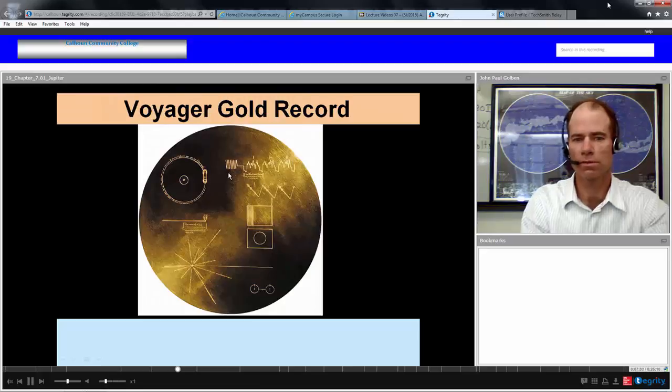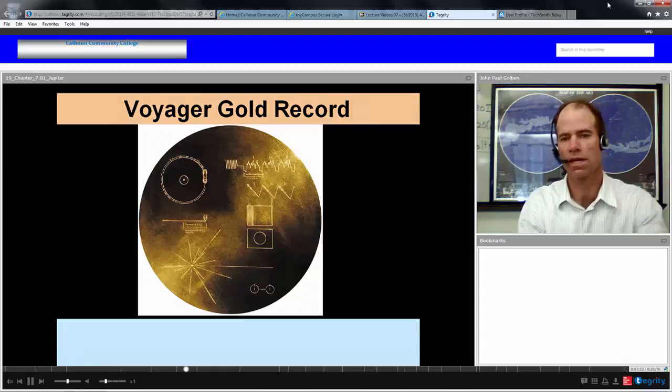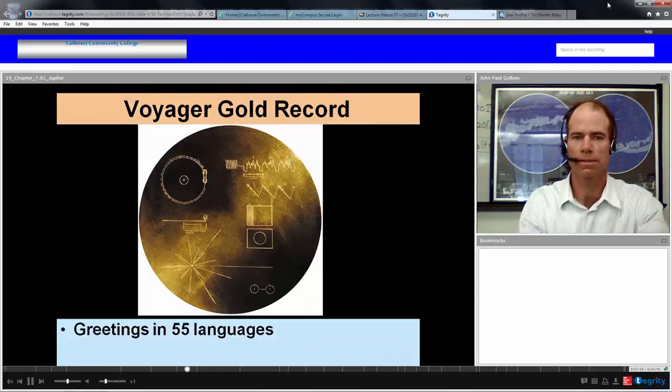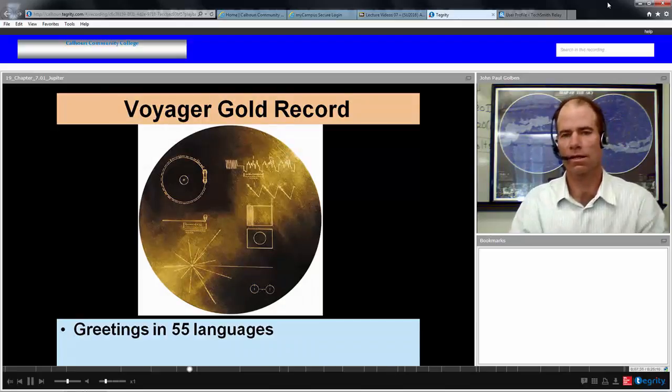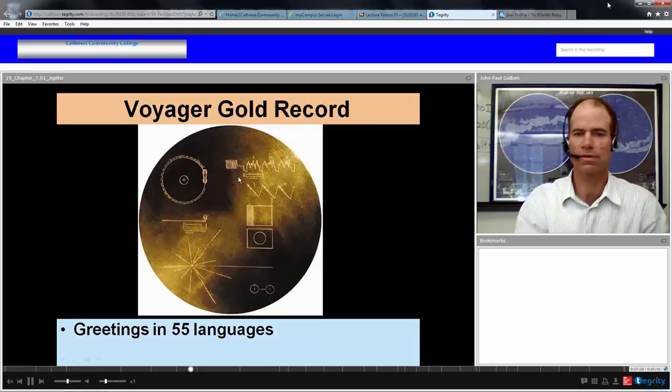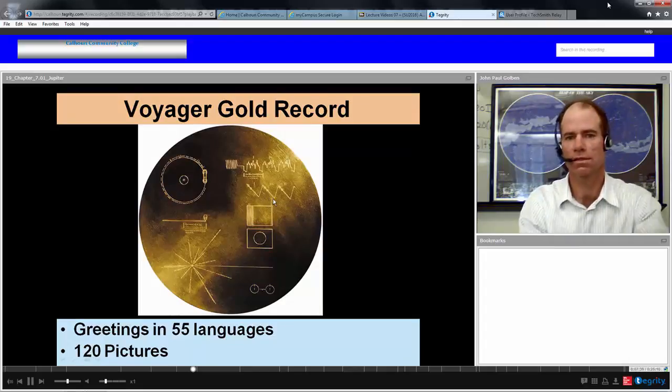Here's a gold record that was left with the Voyager spacecraft, again with the same symbol of the hyperfine splitting of the hydrogen atom to obtain the characteristic frequency of that pair, to use that frequency to calculate in a binary code the distances to 14 pulsars within our galaxy, and hence locate our position in the universe. This gold record also contained in a coded message greetings in 55 languages and 120 pictures, digital pictures of our life.